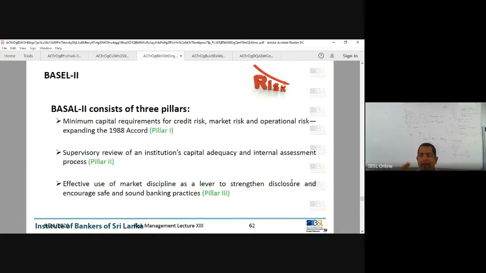Therefore, market discipline is that you have to declare everything. Let the market decide whether you are good or bad. If you are bad, they will not invest, so your share prices will drop. If you are good, customers will invest, so your share prices will go up. So you are good. Right? That is Pillar 3.